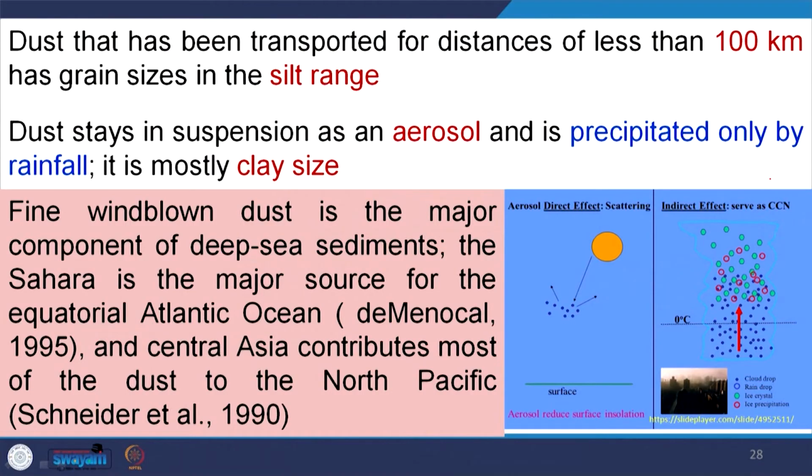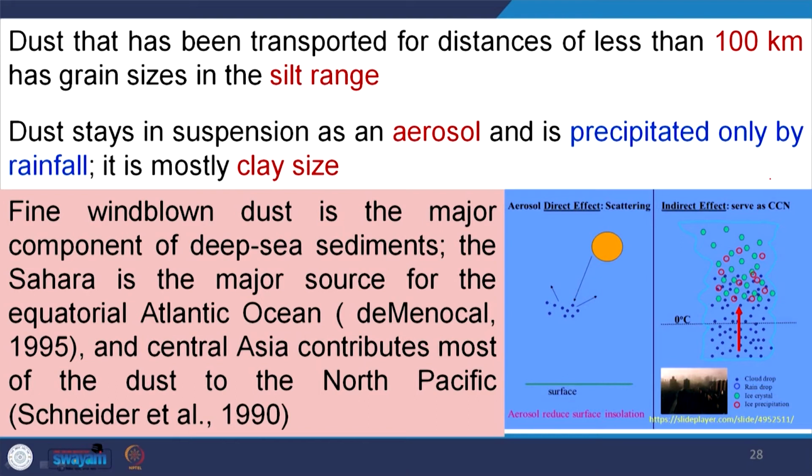Dust that has been transported for a distance of less than 100 kilometers has a grain size in the silt range. Dust stays in suspension as an aerosol and is precipitated only by rainfall. It is mostly of clay size. So the aerosols are mostly clay size particles, and the silt mostly forms loess deposits. In our Indian context, you see loess deposits in Punjab, Haryana, and UP, in the periphery of the Thar desert.